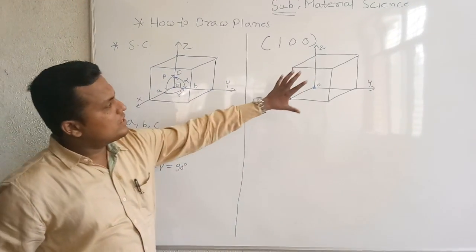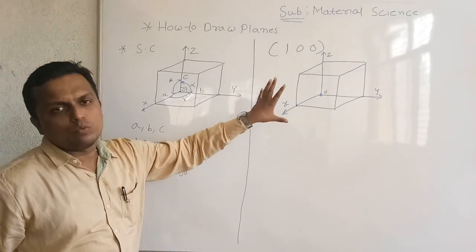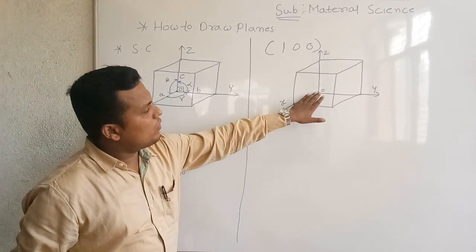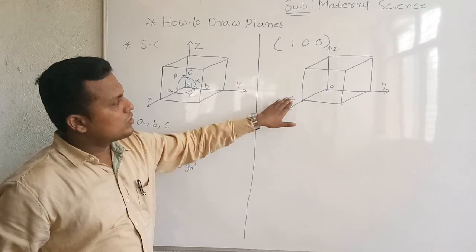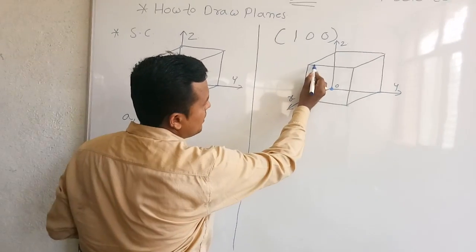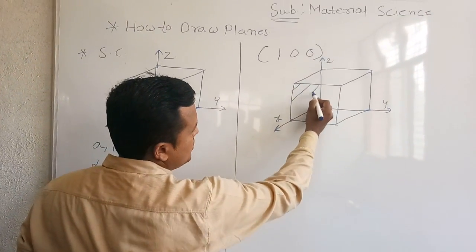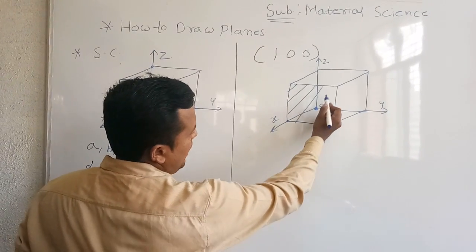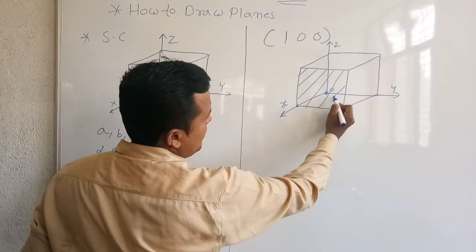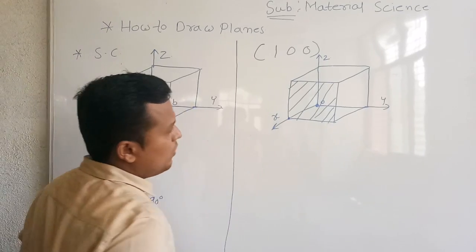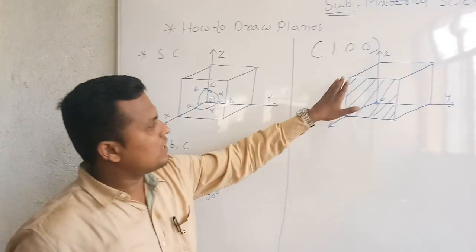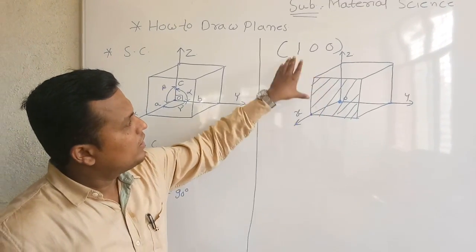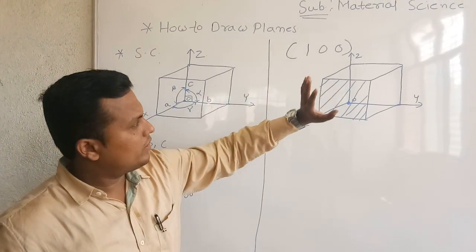Then we have to consider this as a three-dimensional cube, and from the origin we have to see towards this point. So this entire plane shows the 1 0 0 plane, and you have to indicate it by hatch lines. So this is the hatch line mark. This is the plane that indicates the 1 0 0 plane.